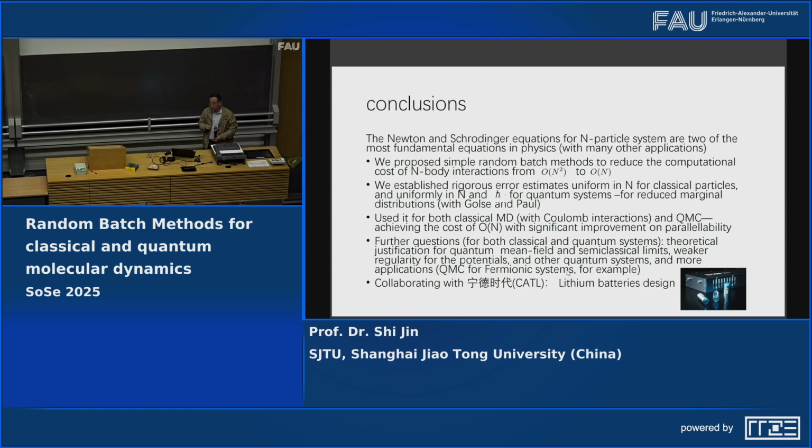But the most exciting application we are currently doing: China is a leader of new energy vehicles and new energy batteries. This company, CATL, is the leading company for new energy batteries. Currently, we're working with them to do molecular dynamics for lithium battery design. Last week, some colleagues were visiting them. They're very interested in using this for future new energy battery design.